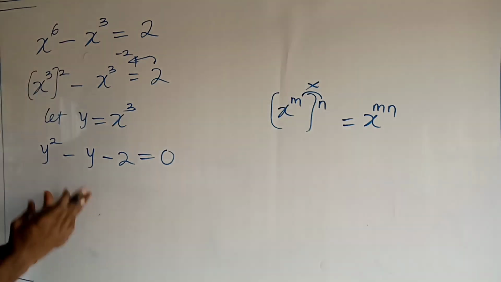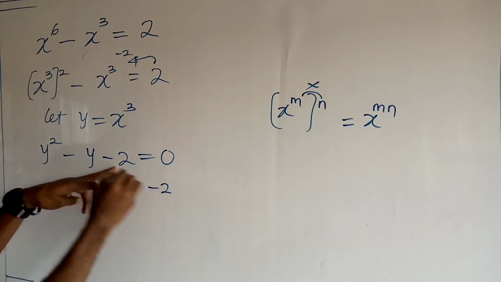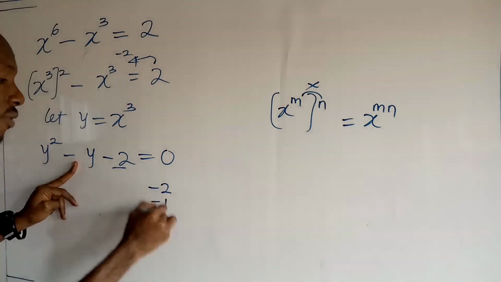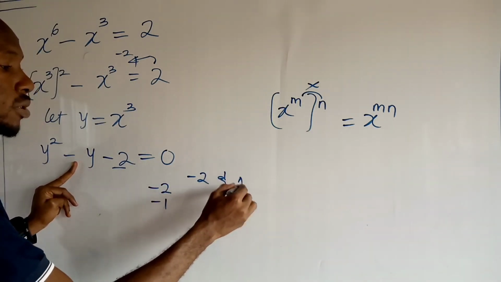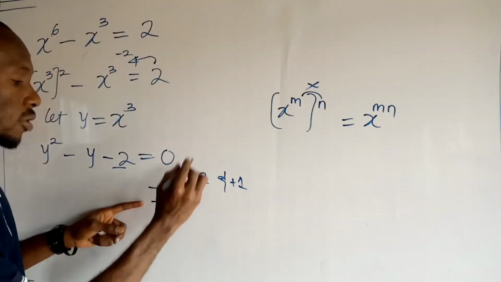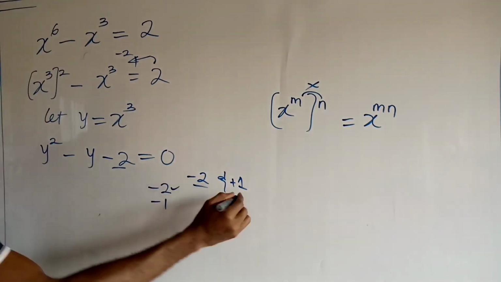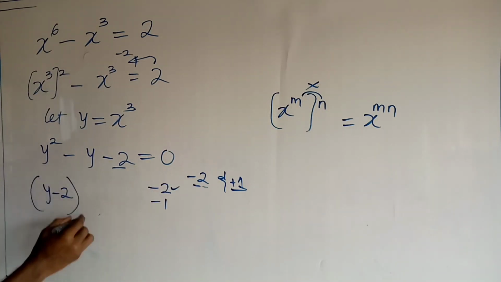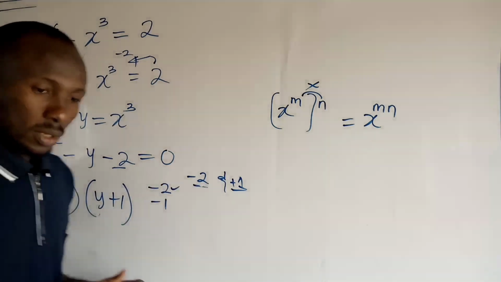We are going to solve this quadratic equation by the factorization method. So I'm looking for two values such that when I multiply them, I'll get -2, and when I add them, I'll get the coefficient of y, which is -1. These two values are just -2 and +1. Let us see if it is true. -2 times +1 is going to give me -2, and -2 plus 1 is going to give me -1. So the two values are these, and they become y minus 2, the first value, and y plus 1, the second value.